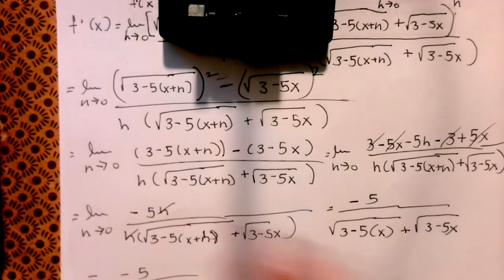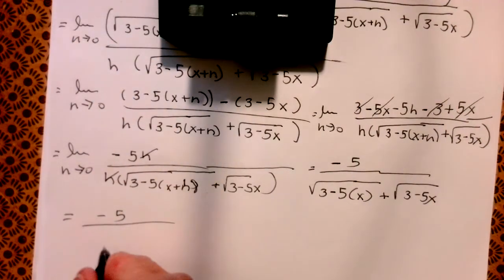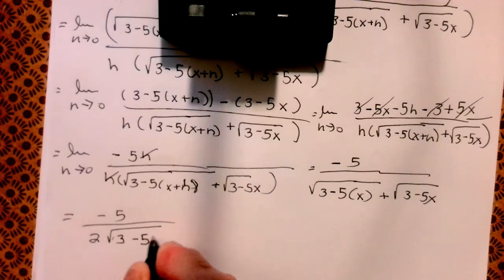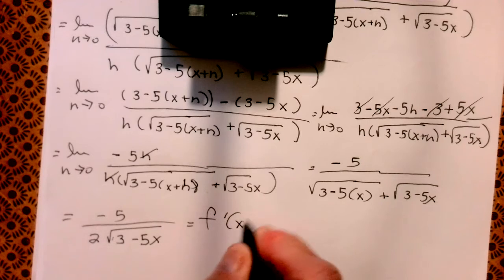So I have minus 5. And notice I keep writing limit until I finally substitute in 0 for h. And that's important that you do that. Okay, and so we've got minus 5, and then in the denominator, I've got 2 of these square roots of 3 minus 5x. And that's equal to the derivative, f prime of x.